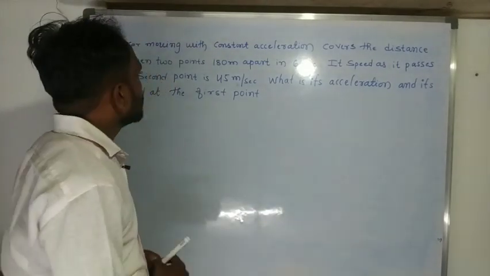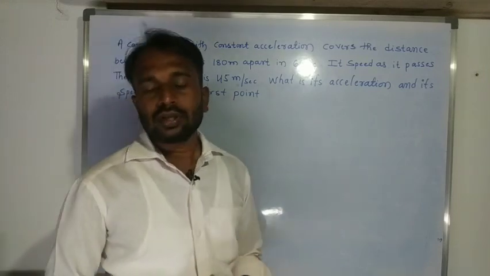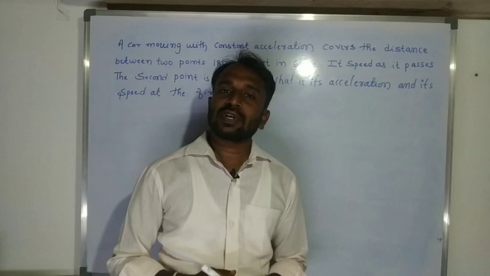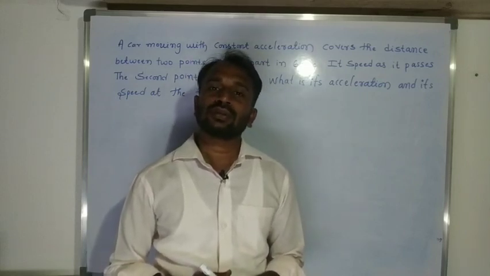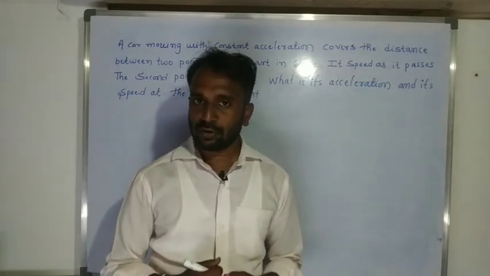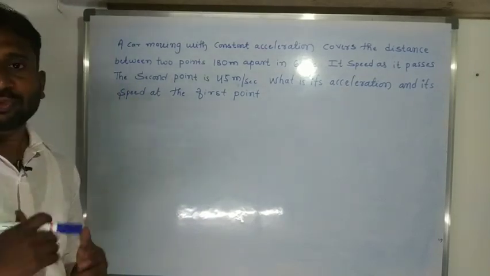Okay, so you already know the main three formulas: s is equal to ut plus half at square, v square minus u square is equal to 2as, and v is equal to u plus at. You already know these three formulas. Today we will solve some problems.